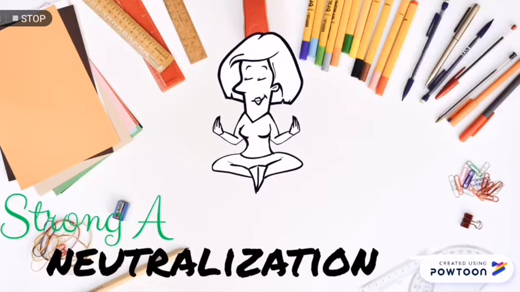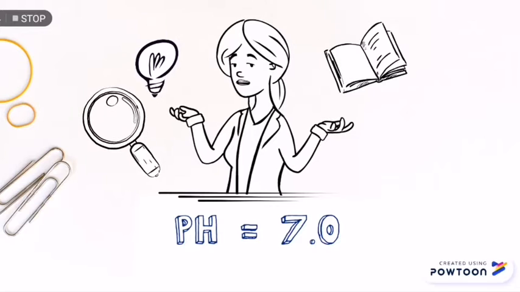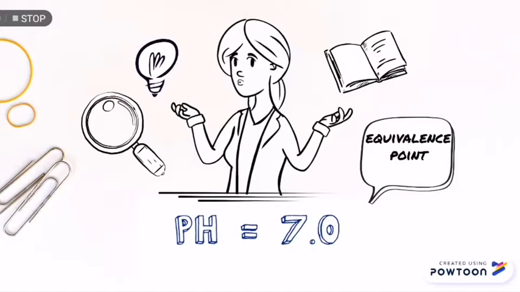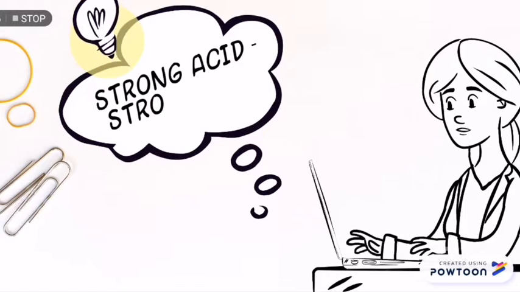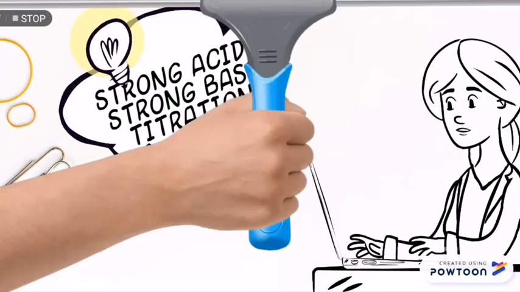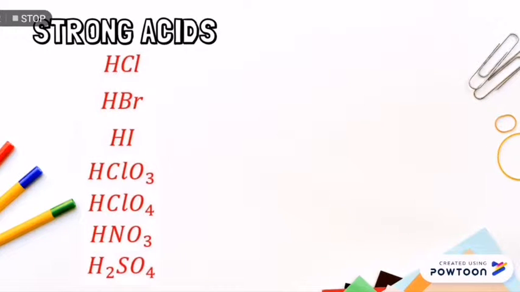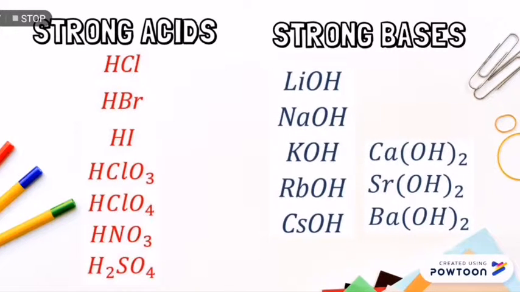When a strong acid and a strong base neutralize each other, the equivalence point is equal to pH 7. When either or both of the acid and the base is weak, the number will vary. So now we are going to focus on the strong acid, strong base titration. The strong acids include, while the strong bases are... Other acids or bases not included in the list are usually classified as weak acids or weak bases.